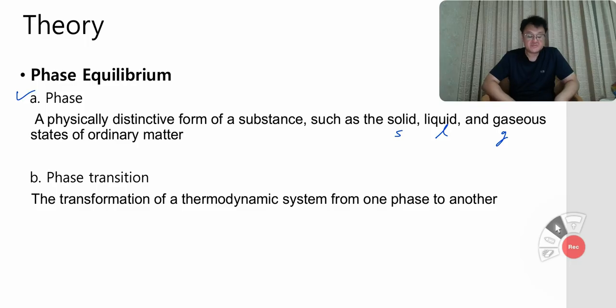Phase transition: the transformation of a thermodynamic system from one phase to another. Ice melting to liquid water, melting, is a typical example of phase transition. So water liquid vaporizes to water vapor, another example of phase transition.